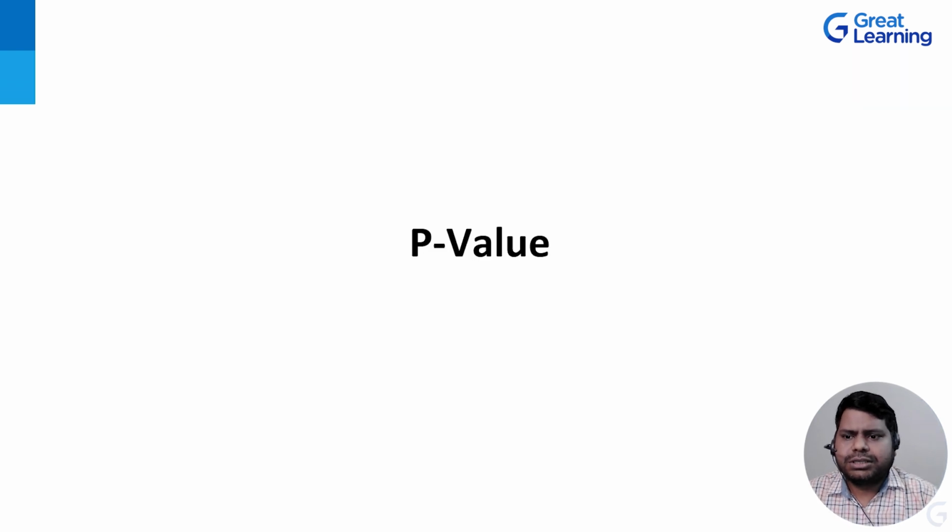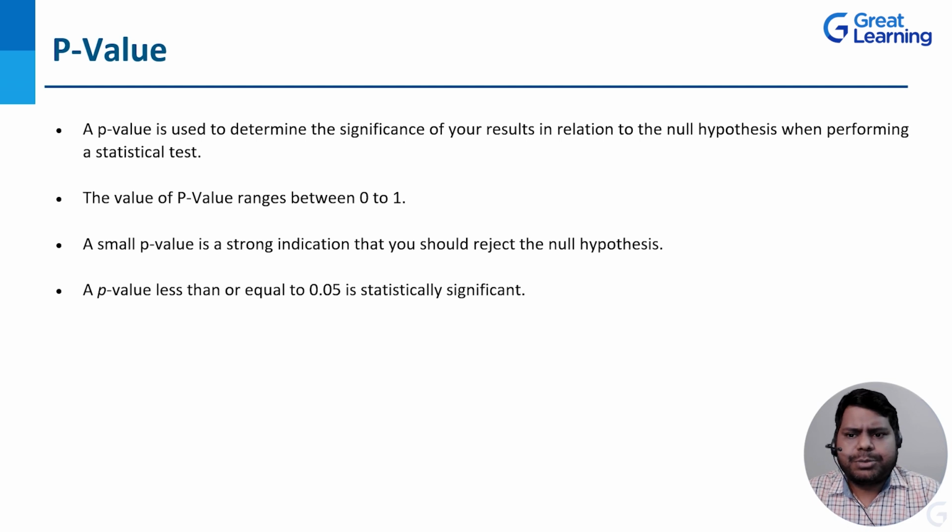So now let's see what p-value is. People often consider p-value as a probability. They are related to each other, but they are not the same. A p-value is used to determine the significance of our result in relation to the null hypothesis when performing a statistical test. The p-value ranges from 0 to 1. A small p-value is a strong indication that you should reject the null hypothesis. However, if it is towards 1, we cannot reject the null hypothesis, or we can say that we accept the null hypothesis.